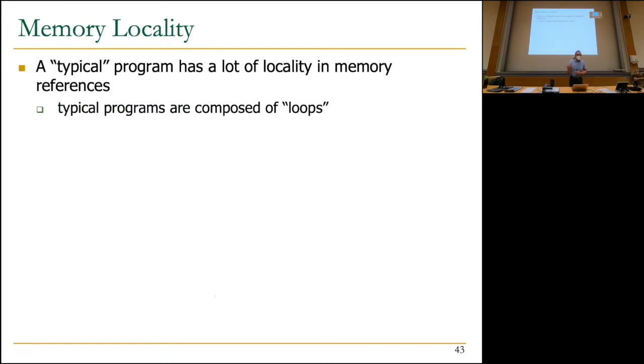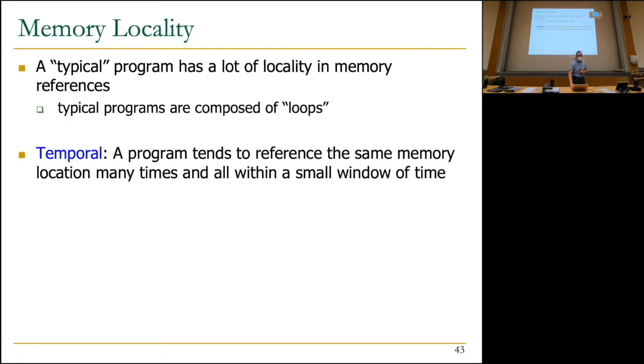Okay, so memory locality is very similar. A typical program has a lot of locality in memory references. Typical programs are usually composed of loops, and loops usually have a lot of locality, but this is not the only reason why programs have locality. For example, temporal locality is when a program tends to reference the same memory location over and over many times, all within a small window of time. This is why registers work. This is why caches work, basically. An example is you fetch one variable, and then you want to add that variable to 20 other variables, right? So that variable clearly has a lot of locality.